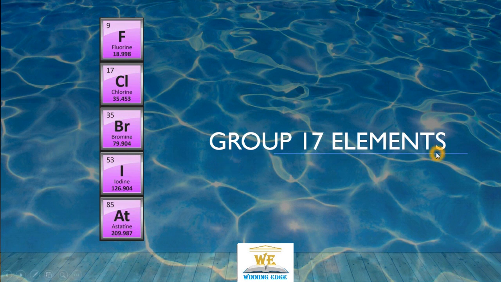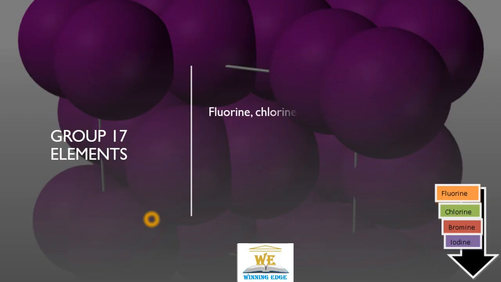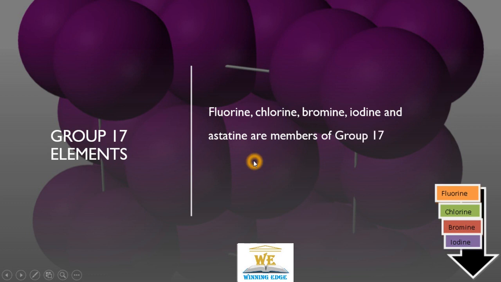Group 17 elements. Group 17 has fluorine, chlorine, bromine, iodine and astatine. All these elements in group 17 are known as halogens. The outermost electronic configuration in halogens is ns2 np5.